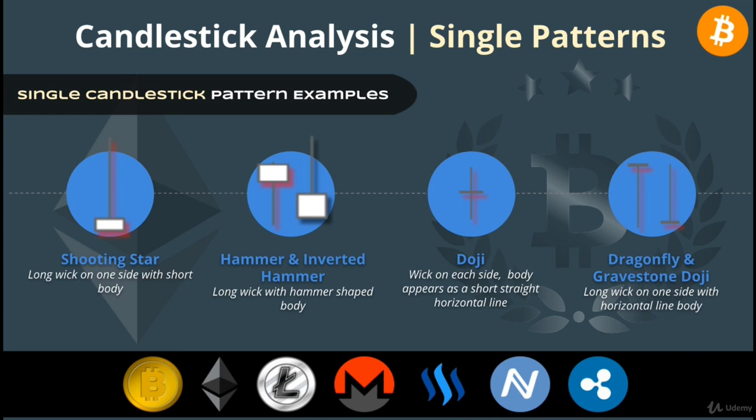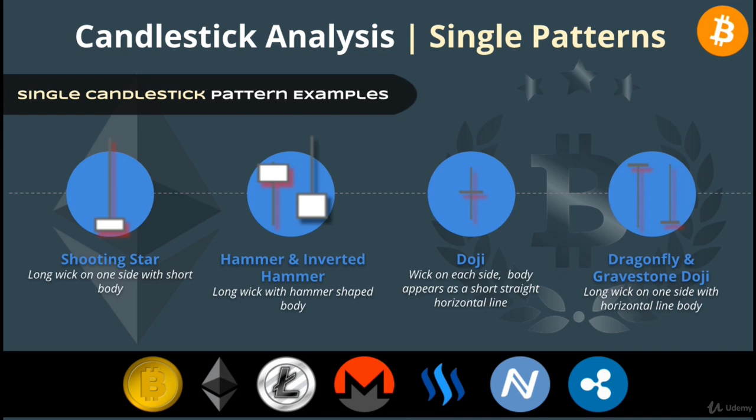The long upper wick shows that buyers drove the price up significantly during the trading day, but selling pressure drove the stock price back down by the close. During an uptrend, the shooting star candlestick can signal a potential stock price downturn. This is called a reversal pattern.